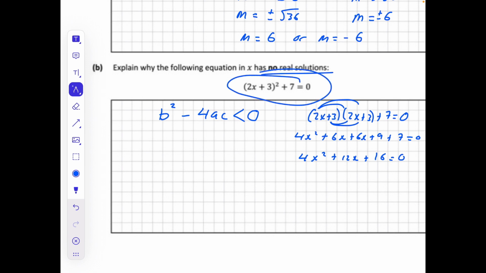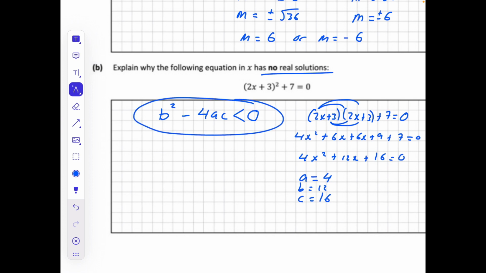Now, how did I know to do that? I know when I'm dealing with my discriminant, I like having a normal looking quadratic. This wasn't in that form, so I just changed it into that form, which is very handy because now I can write down that a is 4, b is 12, and c is 16. And now I can fill those into my knowledge from my discriminant.